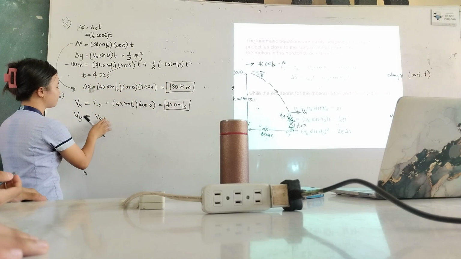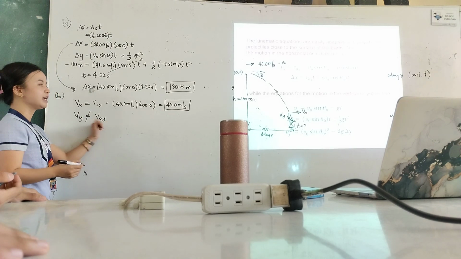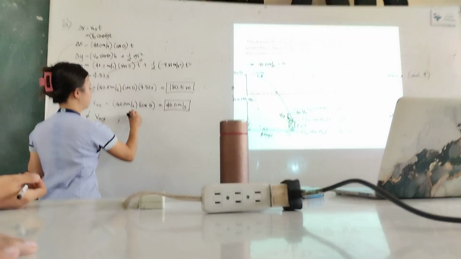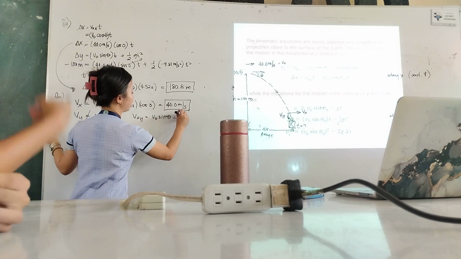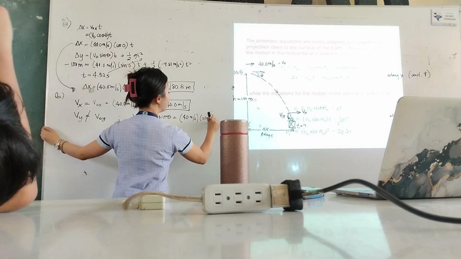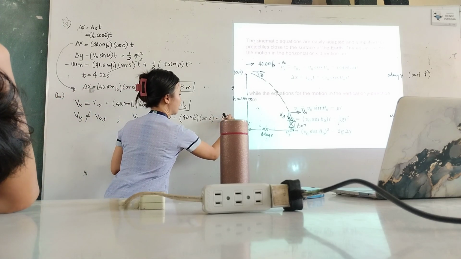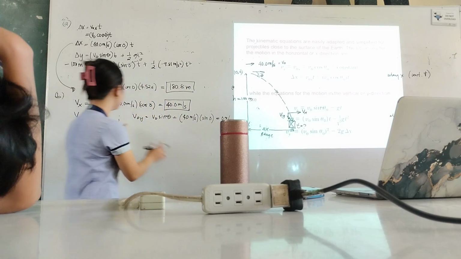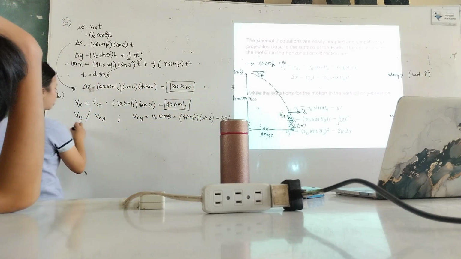For Vy, we do not use Vy equal to Voy, because it is not correct. If Voy is V0 sine theta, and V0 is 40, what is sine theta? It is 0. Is it true that it is 0 here? No, it is not. So we do not use this one. Instead, we use this equation.